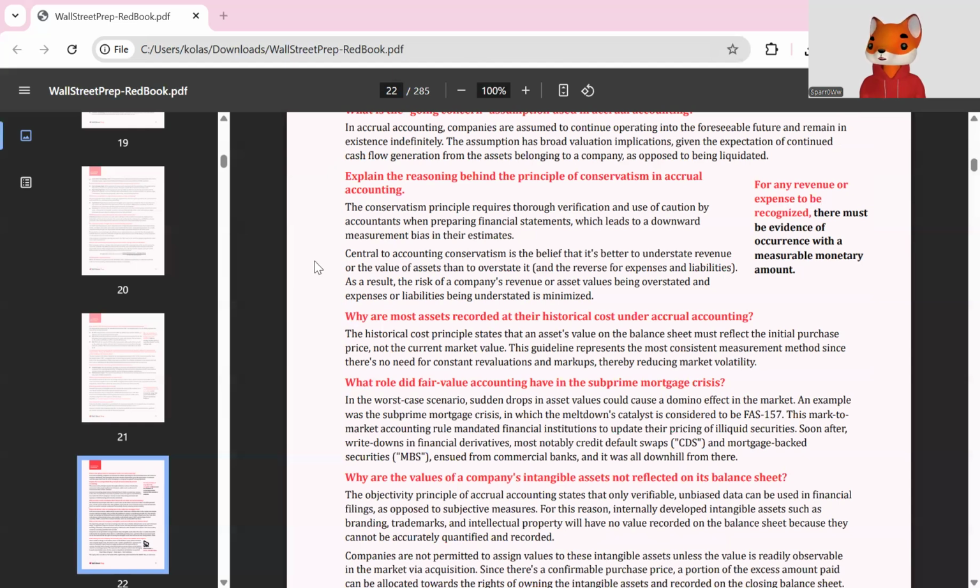So, what was the role of fair value accounting in the subprime mortgage crisis? In the worst case scenarios, sudden drops in asset values would cause a domino effect in the market. An example of this would be the subprime mortgage crisis, in which the meltdown's catalyst is considered to be Financial Accounting Standard Statement 157. This mark-to-market accounting rule mandated financial institutions to update their pricing of illiquid securities. Soon after, the write-downs in financial derivatives, most notably credit default swaps and mortgage-backed securities, ensued from commercial banks, and it was all downhill from there.